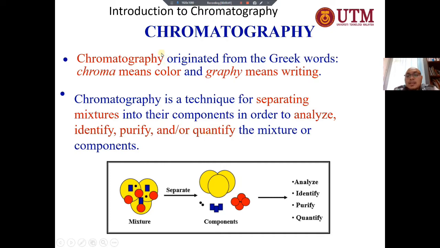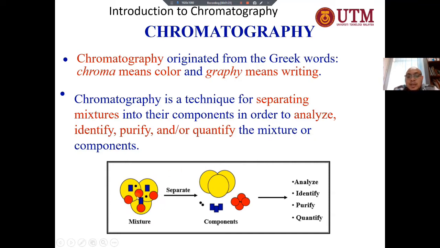Here are the keywords of the chromatography technique. The first one, we need to define where chromatography actually comes from. It comes from Greek words: chroma means color, graphy means writing. And then what is the purpose of chromatography? Chromatography is a technique for separating mixtures into their components in order to analyze, identify, purify, or quantify. So we have the mixture here, so we need to write their colors into components. That is why we call it chromatography. We want to separate the mixture into its components.